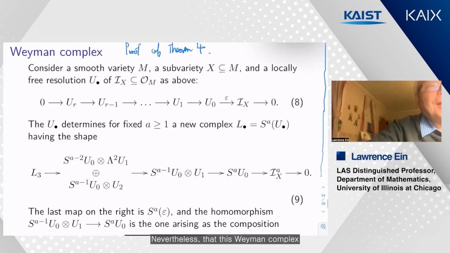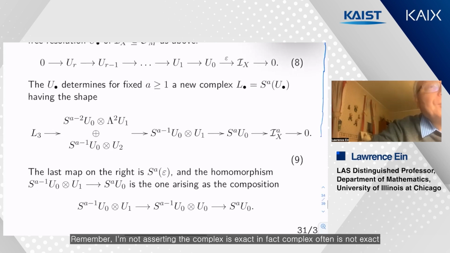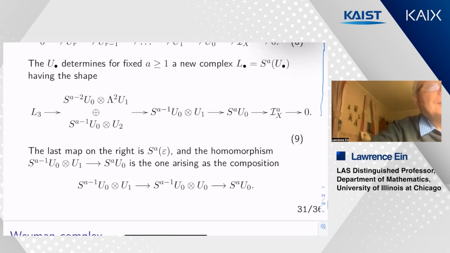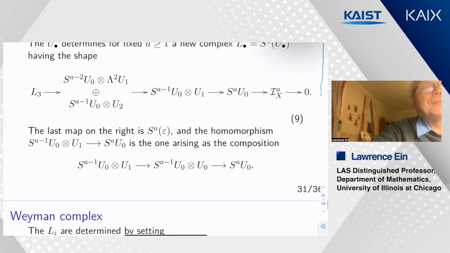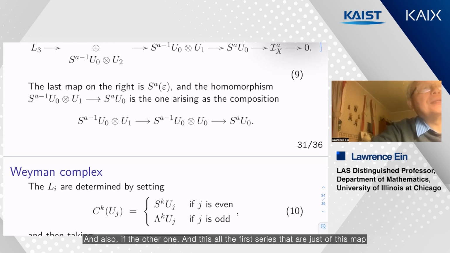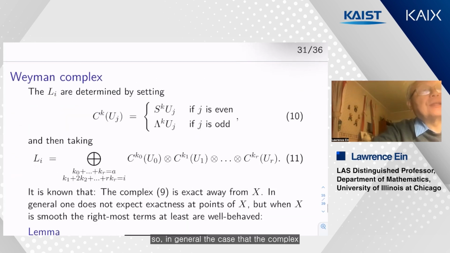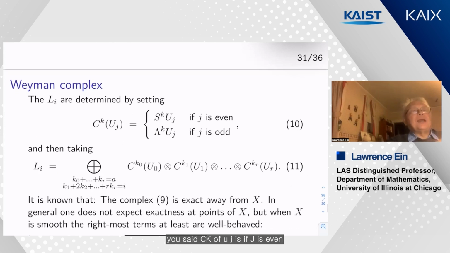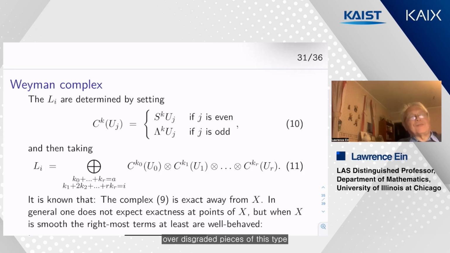This is the first few steps of the complex. Now, remember, I'm not asserting the complex is exact. In fact, the complex often is not exact. The first map from S^A of U0 to I_X^A is the obvious map, and also the other one. And these are the first few that are just the obvious maps. So, in general, for the complex, you set C_k of U_j: if j is even, it is a symmetric product of U_j. If j is odd, then you define the exterior product, and then the i-th piece of the Weyman complex is just the direct sum over these graded pieces of this type.